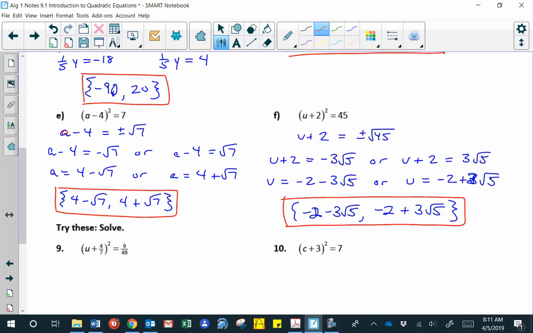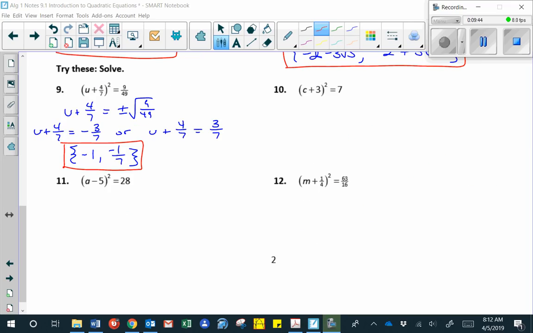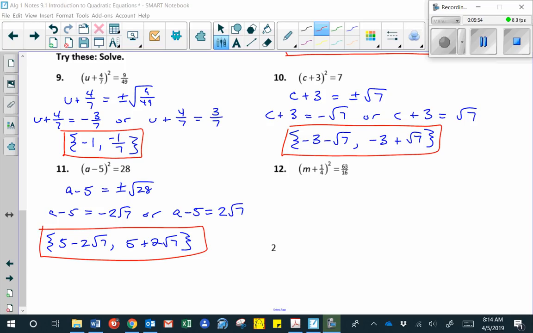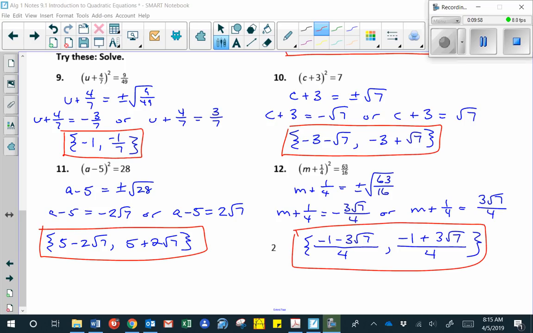Try the problem below, pause the video, and wait for the solution. Here's the solution to problem number 9. Pause the video and try 10. Here is the solution to number 10. Pause the video and try 11. Here's the solution to number 11. Pause the video and try number 12. Here is the solution to number 12.